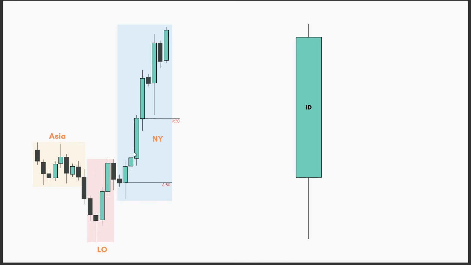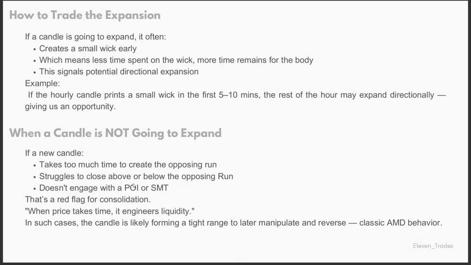So we had an 8:30 expansion and a 9:30 expansion, printing the body of the candle, and this is why New York has most of the candle range, because of the equity and the news releases. Now, how to trade expansion? If a candle is going to expand, it often creates a small wick, which means the candle has spent less time creating that wick, and now it has more time to expand or create that body.